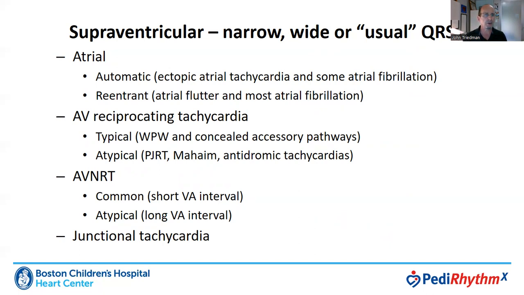We'll talk about atrial rhythms, both automatic and reentrant. The automatic rhythms predominantly including ectopic atrial tachycardias, the reentrants, atrial flutter, and most types of atrial fibrillation. We'll be talking about AV reciprocating tachycardia, see some examples of them, including the typical ones such as WPW and concealed accessory pathways, AVNRT, and the atypical ones such as PJRT and some antidromic tachycardias. AVNRT, both common and atypical forms, and junctional tachycardia. We're not going to deal with each of these in great detail, but I'm hoping to give you some examples of all of them and useful ones at that.